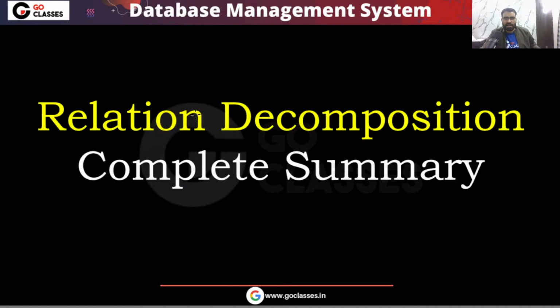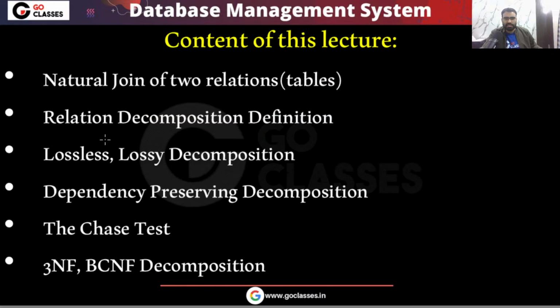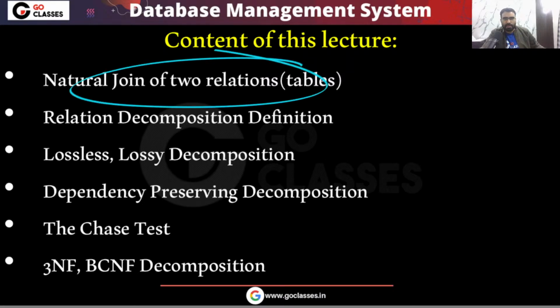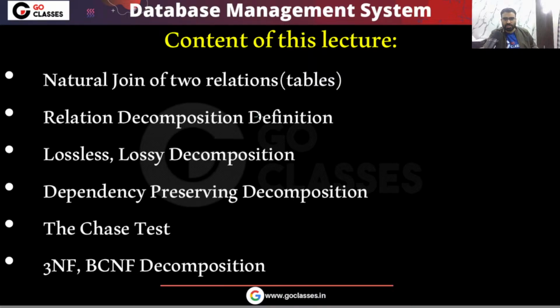Now let's start our lecture, that is relation decomposition. Decomposition of a relation in DBMS, or I can say decomposition of a table. So let's see the content of this lecture. These are the topics that we are going to discuss. We will discuss natural join of two tables, natural join of two relations. Remember, relation is also called table. Also, we will discuss the relation decomposition definition. We will see lossless and lossy decomposition. We will also see dependency preservation, the chase test, and also 3NF and BCNF decomposition. So all these topics we are going to discuss in this lecture.